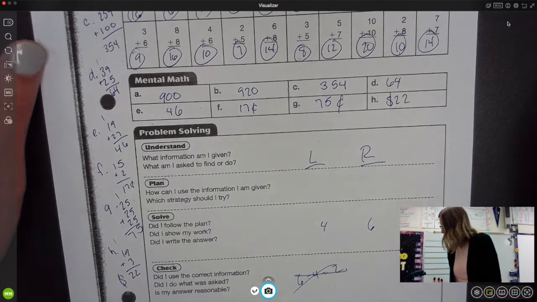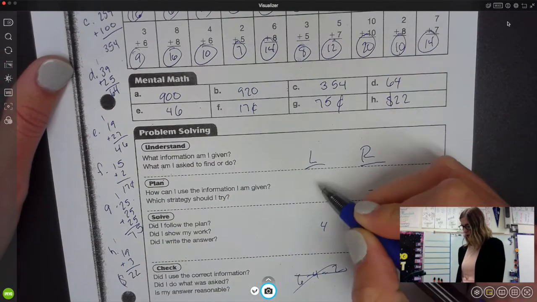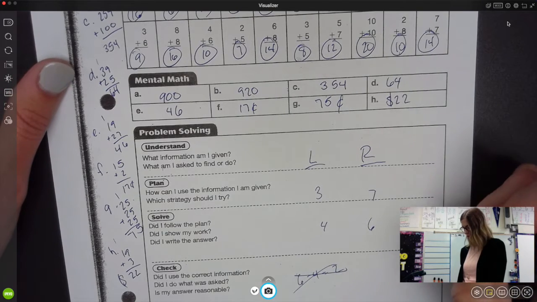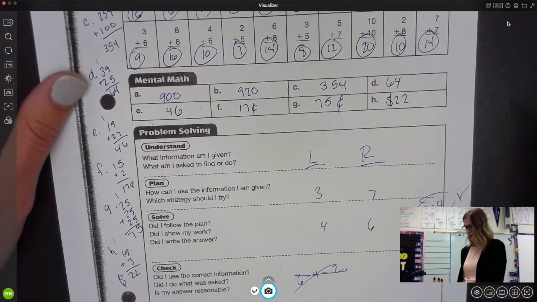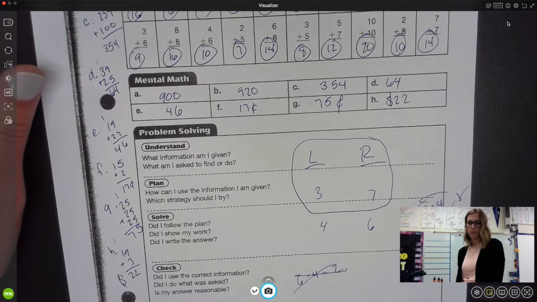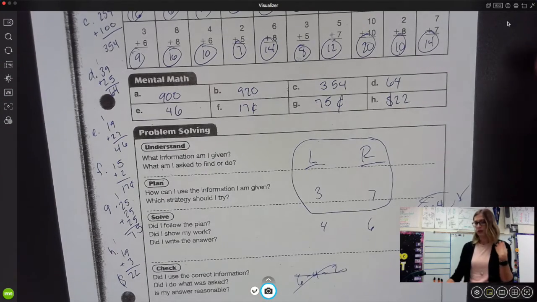His right pocket has more, so let's go 7 in my right pocket and 3 in my left pocket. Now let's subtract those. 7 minus 3. Boom, that equals 4, so that's what we need. So right has 7, left has 3 coins, because 7 minus 3 is 4, so that correctly solves our problem.